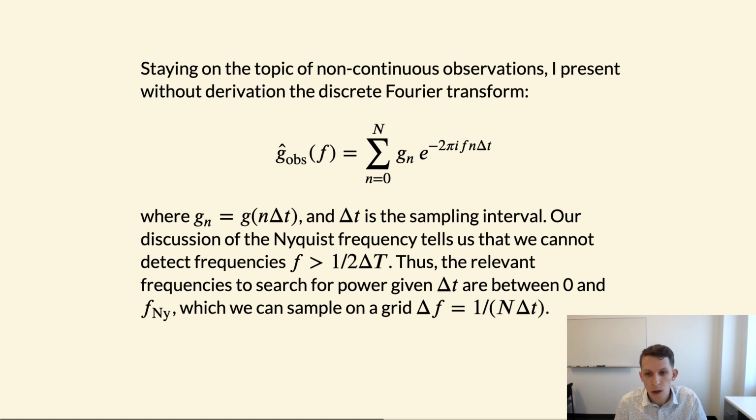Okay. The discussion that we just had tells us that the Nyquist frequency won't allow us to detect frequencies that are greater than 1 over 2 multiplied by delta t. So the relevant frequencies to search for power given delta t are between 0, essentially extremely long periods, and the Nyquist frequency. And we can sample those relevant frequencies on a grid from delta f equal to 1 over capital N delta t.